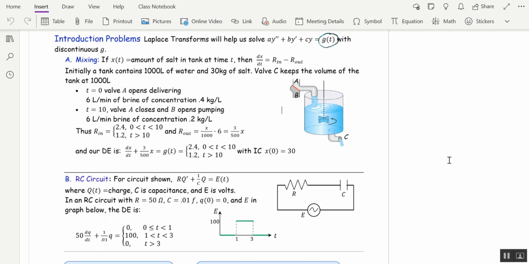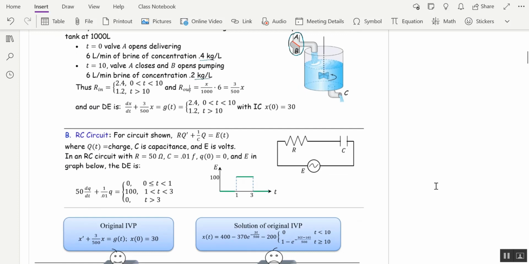In our mixing example, we've got an A B valve, and when valve A is open, we've got brine of a certain concentration going in, but then that valve closes, and when valve B is open, we have brine of a different concentration going in. So that's going to cause a sudden jump in our rate in. That's a discontinuous function.